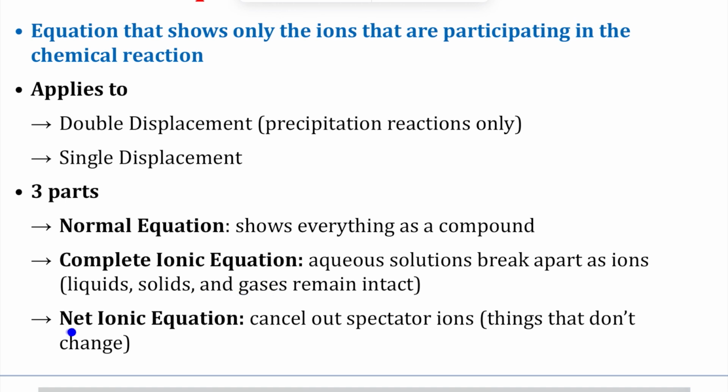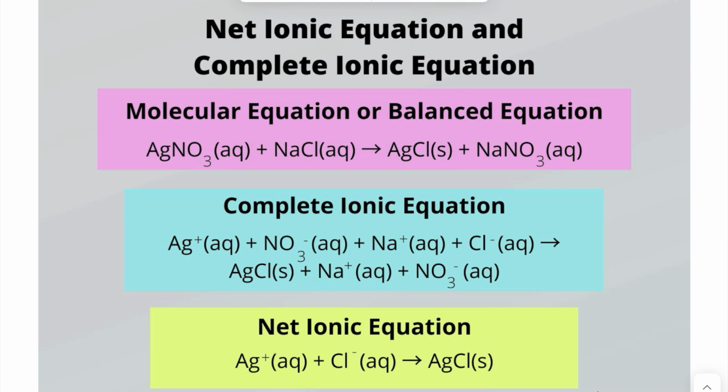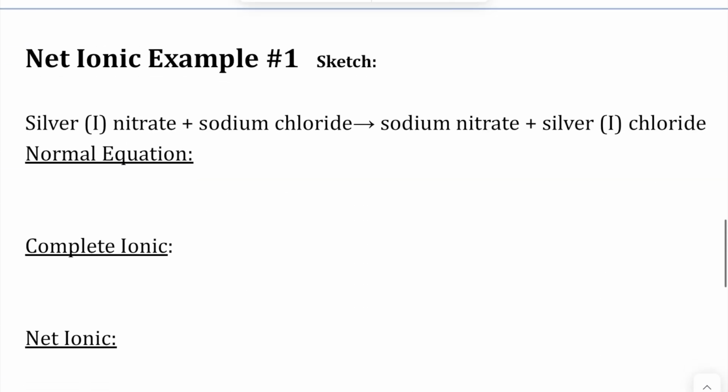And then after that, we are able to get our net ionic equation, which leaves only the things that have changed in our reaction. So we're going to cancel out spectator ions, spectator meaning they're just kind of there watching the reaction, but not actually participating. And so we cancel out those things that don't change from our reactants to our product side. Here's an example of that balanced or regular equation, a complete ionic equation, and then a net ionic equation if you would like.